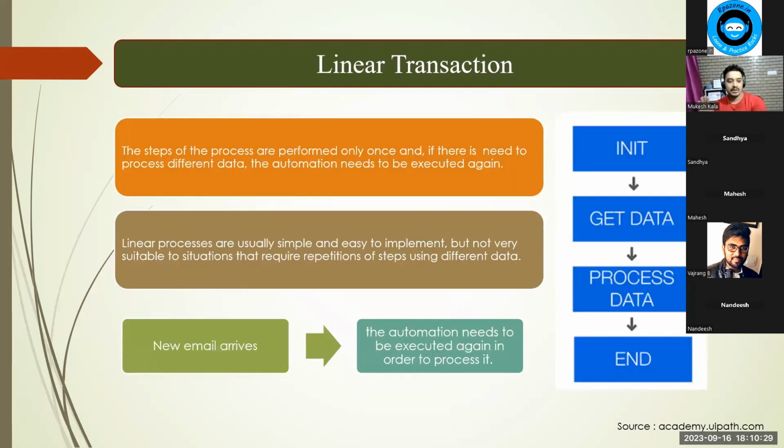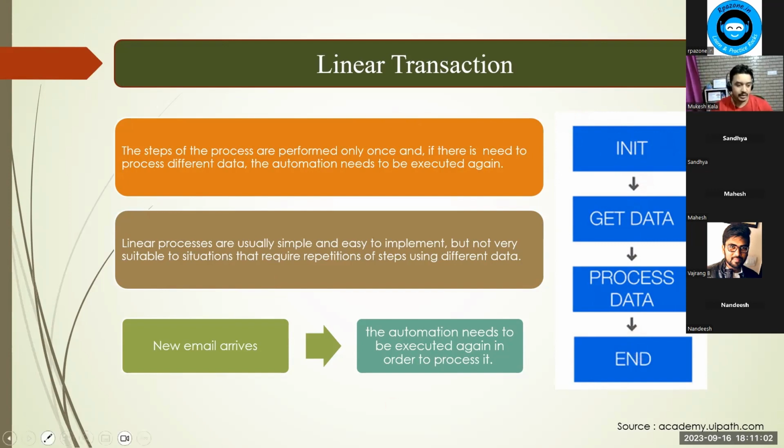When I talk about the linear process, it simply means do the process only once. On the right-hand side, you are seeing a diagram. Let me highlight that for you. My process starts with initialization, which means I am going to write an automation, so I need to open a browser. I open the browser, get the data, process the data, and end the process. This happens only once.